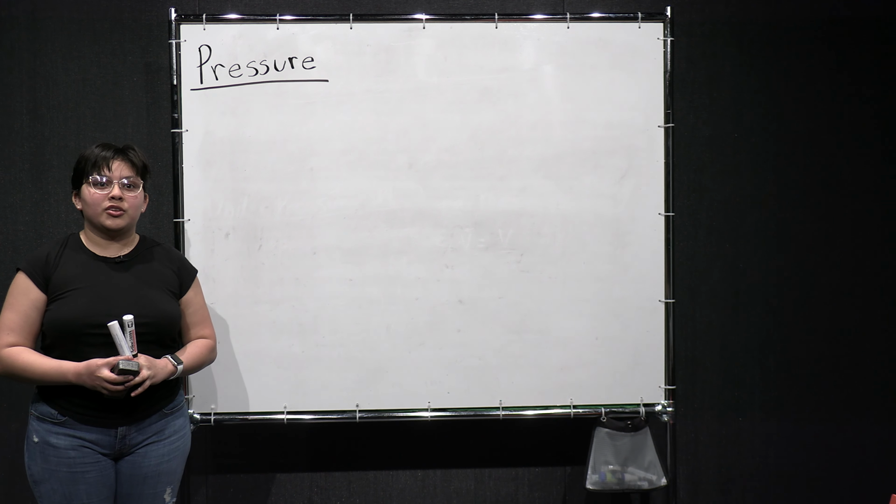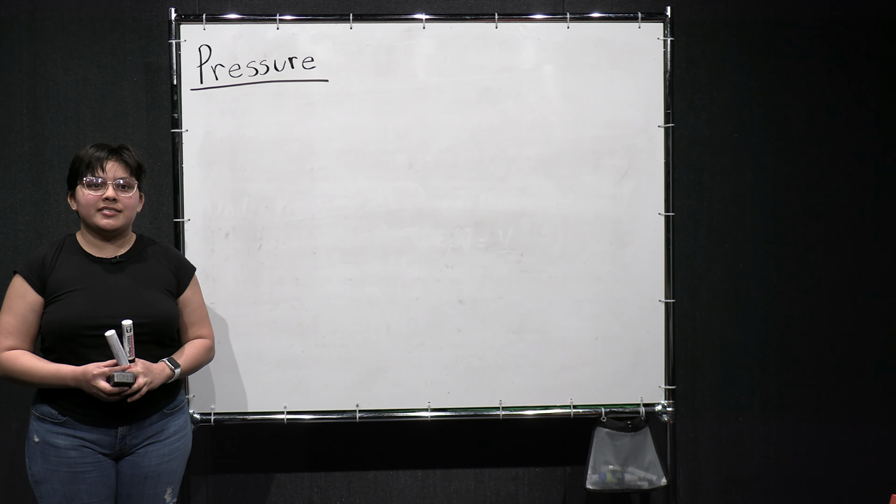Pressure is defined as the normal force per unit area with SI units of the Pascal. 1 Pascal is equal to 1 Newton per meter squared. Another common unit is the torr, or millimeters of mercury.